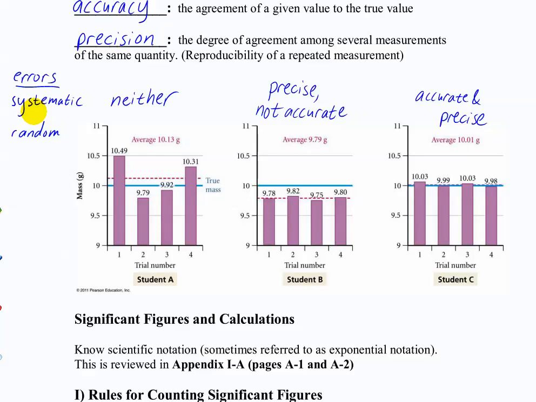Random errors are, let's say your balance is very susceptible to wind and it's very windy in the lab. So some measurements are going to be pushed down by the wind, some are not. They're going to be kind of all over the place. A random error should average out over time. If you do enough measurements, you'll be accurate with random error, because all the errors would cancel each other out because they're random. But you won't be precise because you're always getting this random error one way or the other. So that's how accuracy and precision relate also to errors.